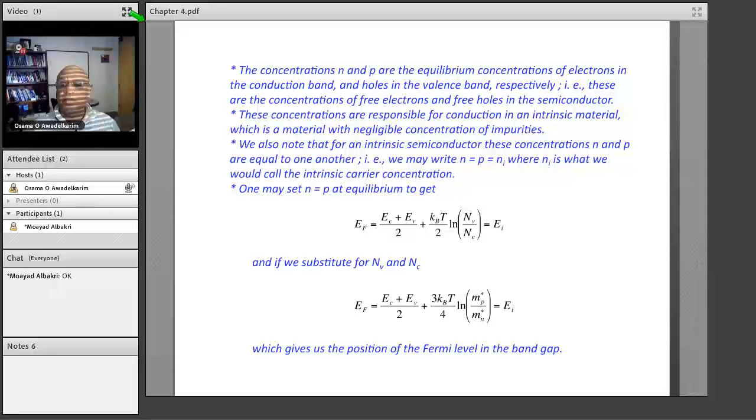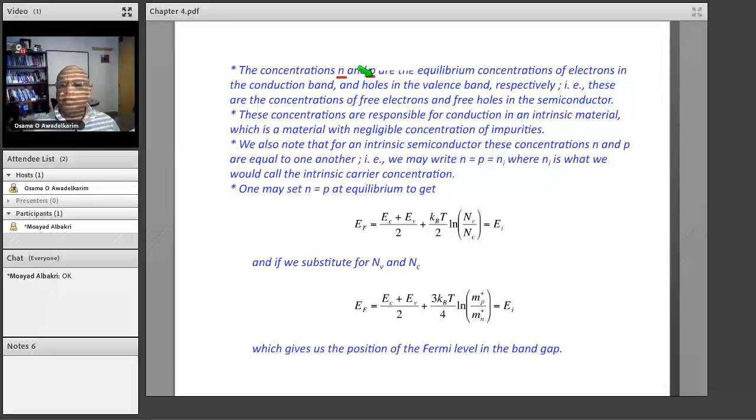We just continue where we left off in the first part. So now we are able to come up with concentrations N for free electrons and P for free holes. Those are the equilibrium concentrations of electrons in the conduction band and holes in the valence band.